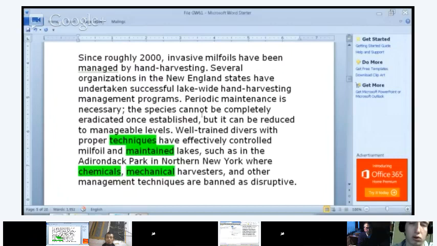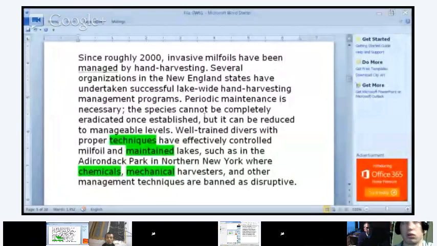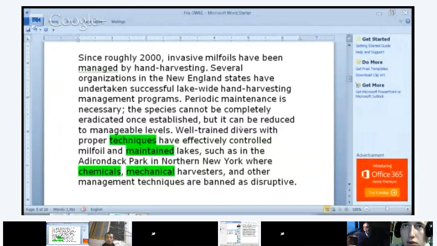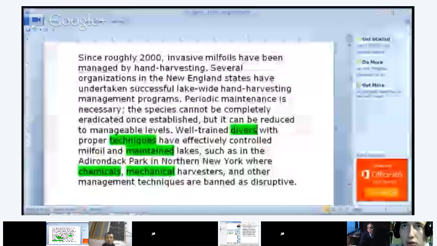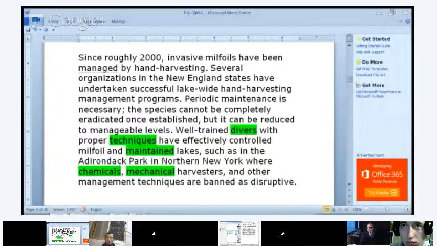Okay, good. And let me help you out with a little bit of the pronunciation. So we're talking about people literally pulling the plants out by hand. These are divers, so these are scuba divers, people breathing air from tanks, working underwater. Techniques, maintained, chemicals, and mechanical. So the CH is pronounced as a K sound.